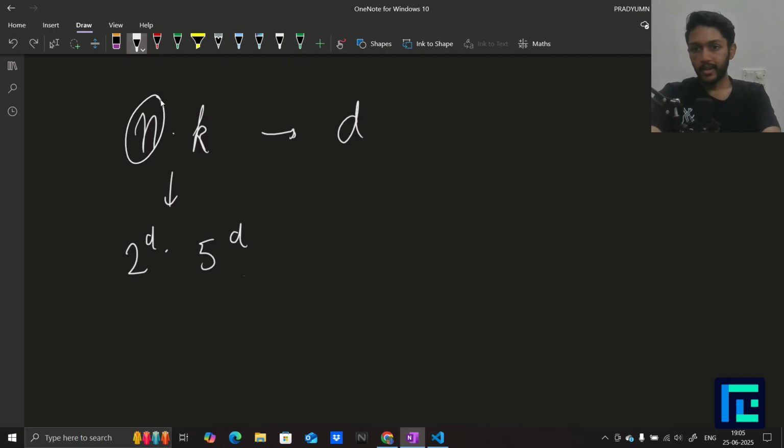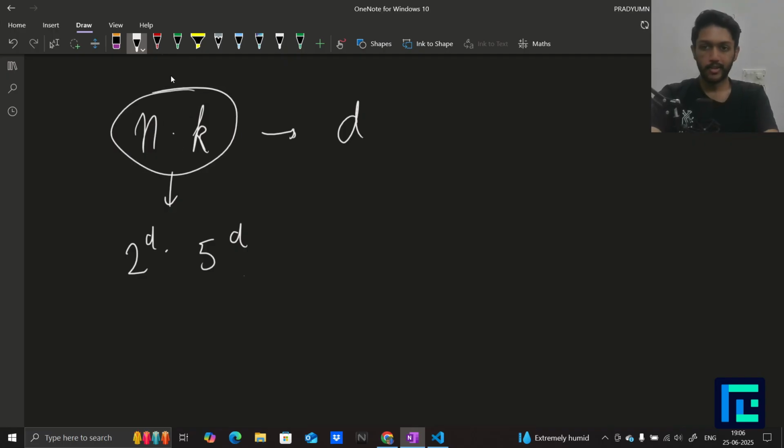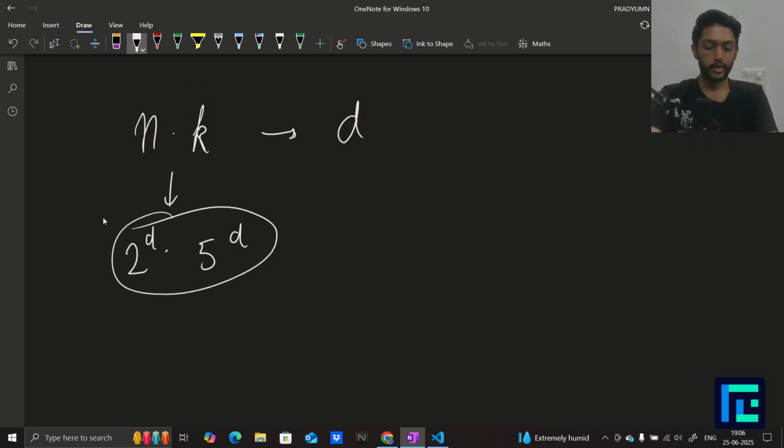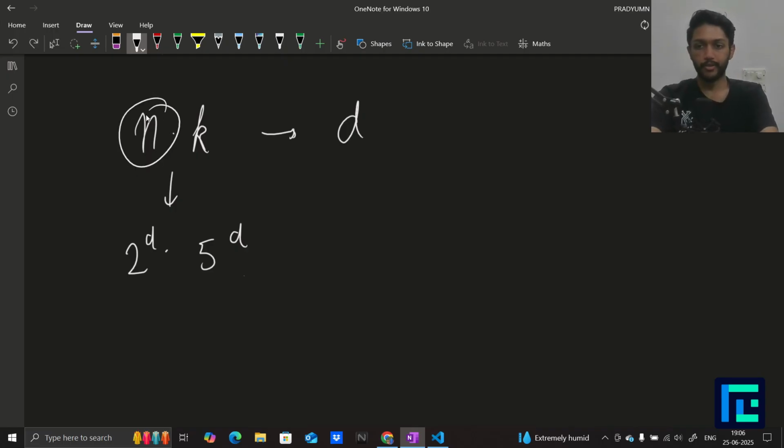So if my n has enough already, like let's say if it has already at least d powers of 2 and d powers of 5, then whatever k I'll choose, this n into k will definitely have at least this much. Whatever k I choose, doesn't matter, right? But if this n does not have enough 2's and 5's, then I will have to use this k and ensure that this k has those missing 2's and 5's, right?